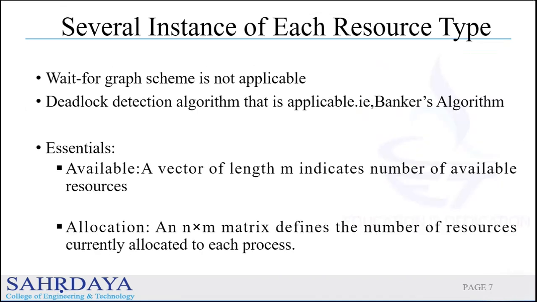In the case of several instances, the wait-for graph is not applicable. Instead of that, we use the safety algorithm, which is a part of Banker's algorithm. To implement the safety algorithm, several data structures are used. First one is Available. It indicates the available resources of each type. And the second one is Allocation. It defines the number of resources of each type currently allocated to each process.